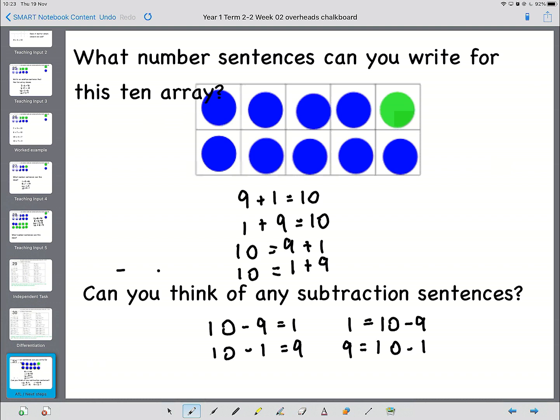All the different subtraction families. Okay, and although these are the more common ways of writing subtraction sums, and these are the more common ways of writing addition sums, it doesn't matter which side the answer is with the equal sign. Okay, and that's the end of today's maths lesson.